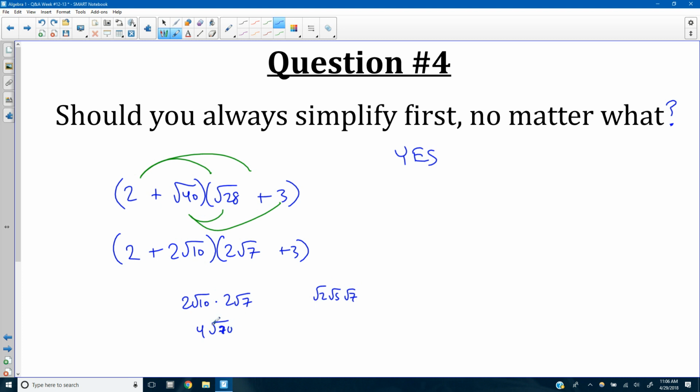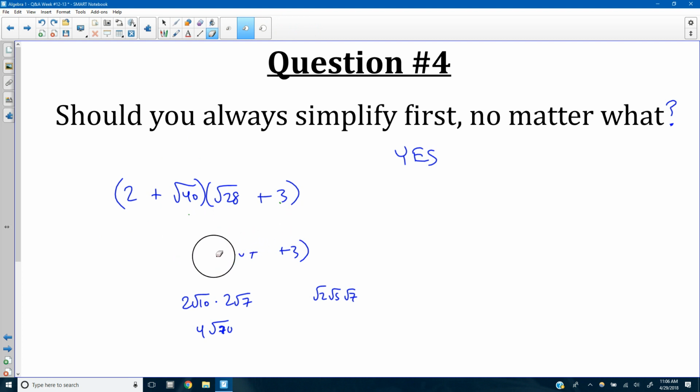So this is the simplified version of root 40 times root 28, and I probably did that a lot more quickly than I would have in dealing with larger numbers. So that's one reason that I would be doing those first. I should be simplifying first. A next reason, and I'm going to try and make some numbers that work within here. Let me just clean this up right here.